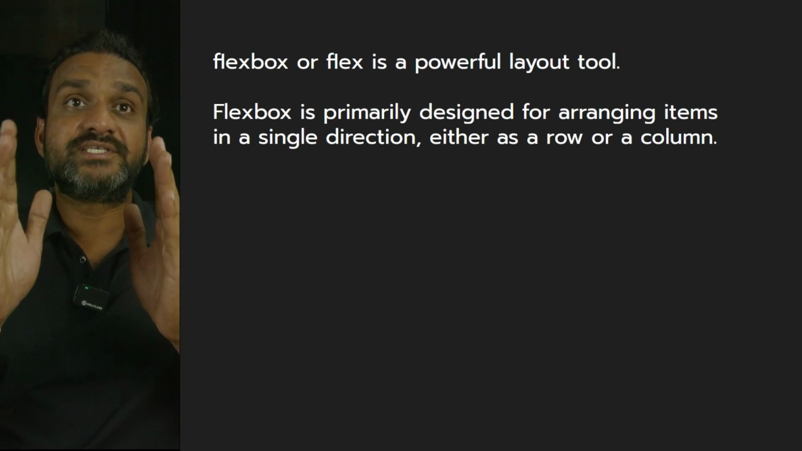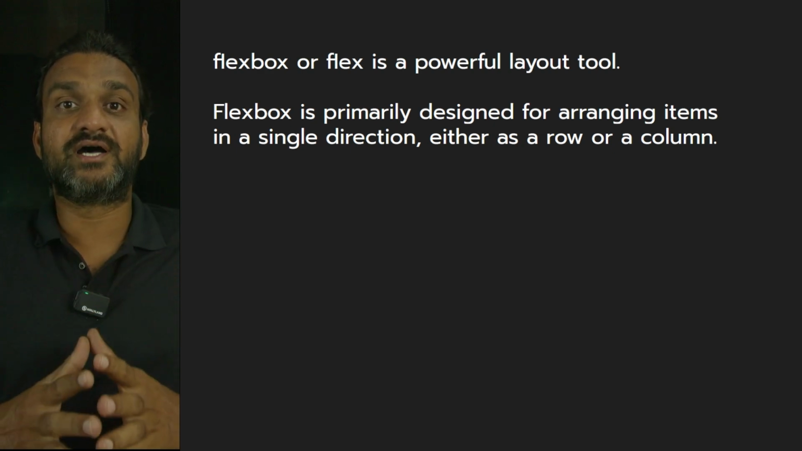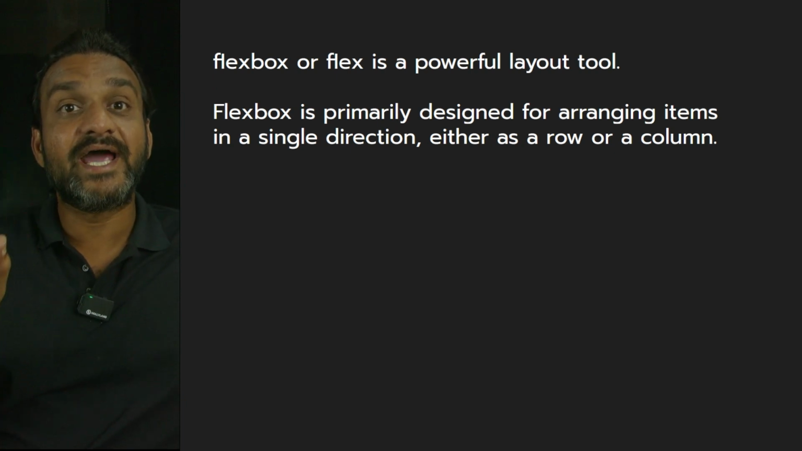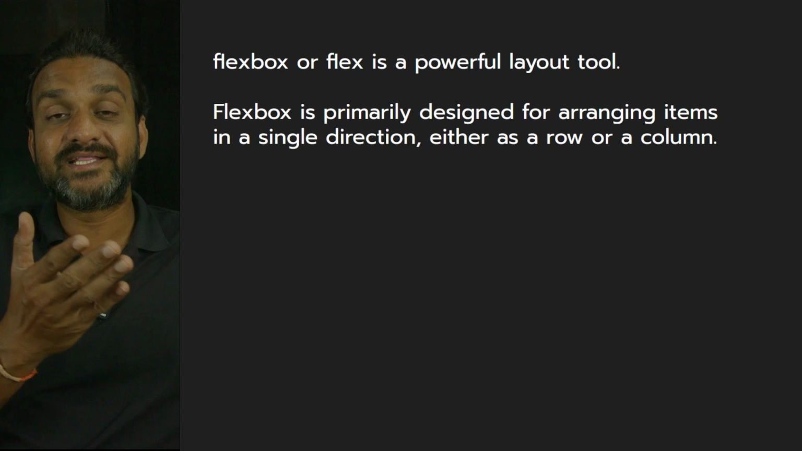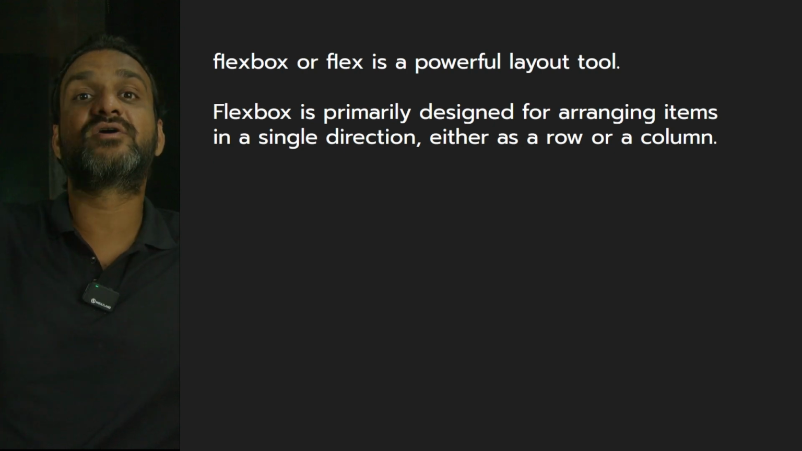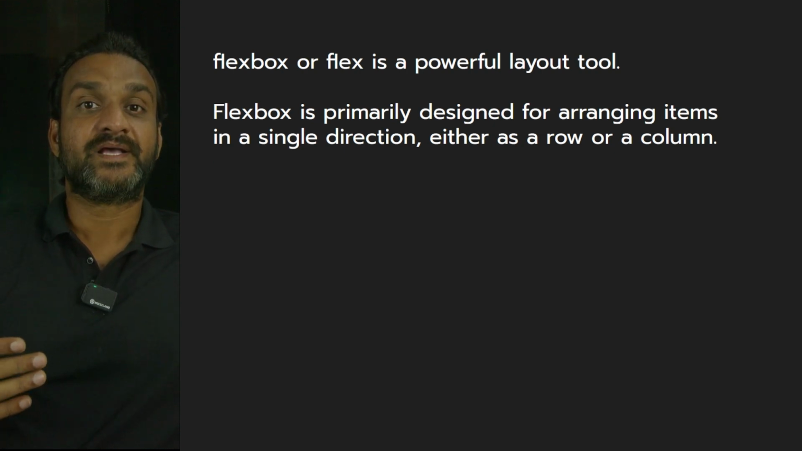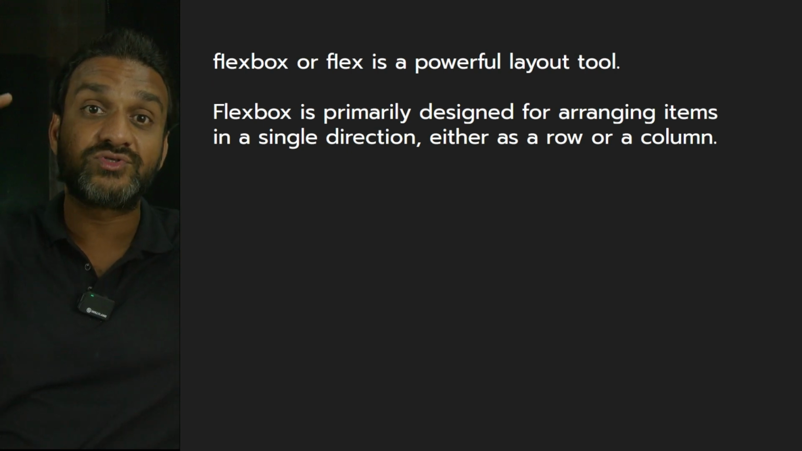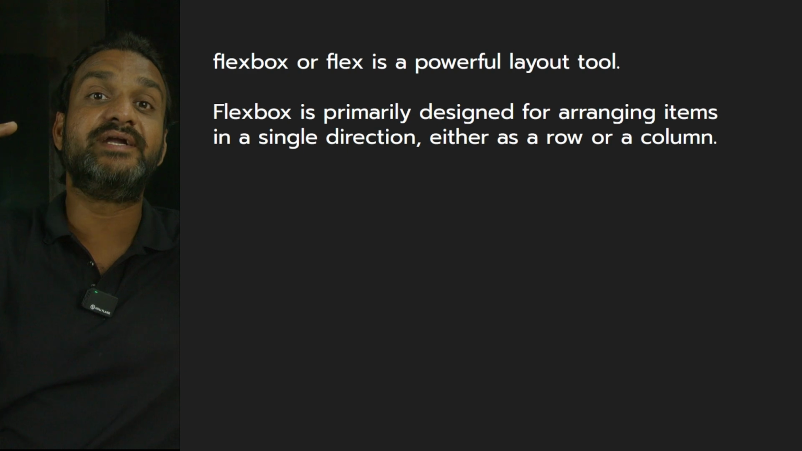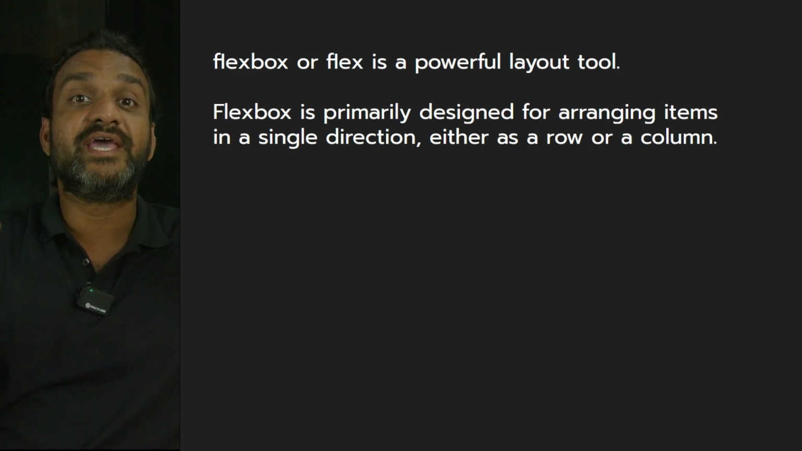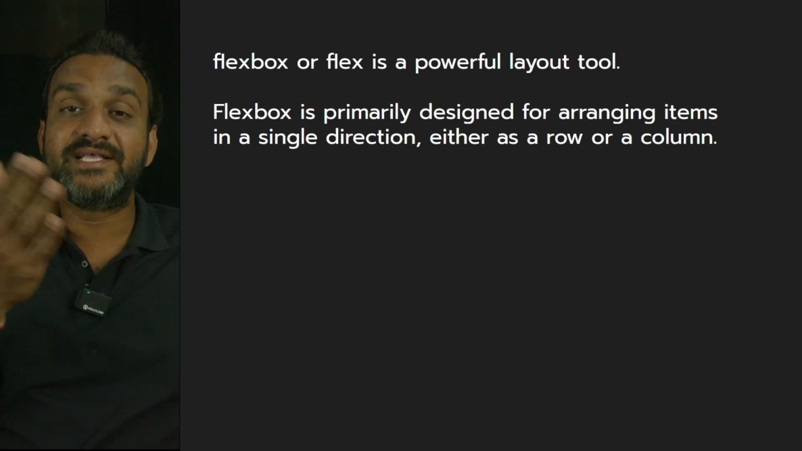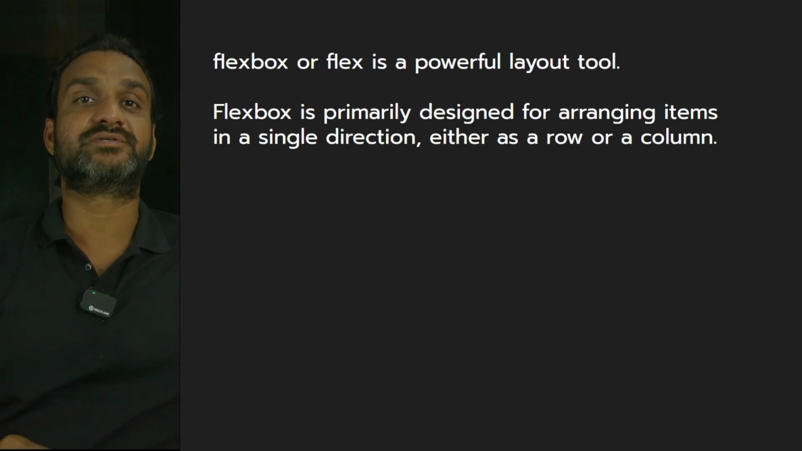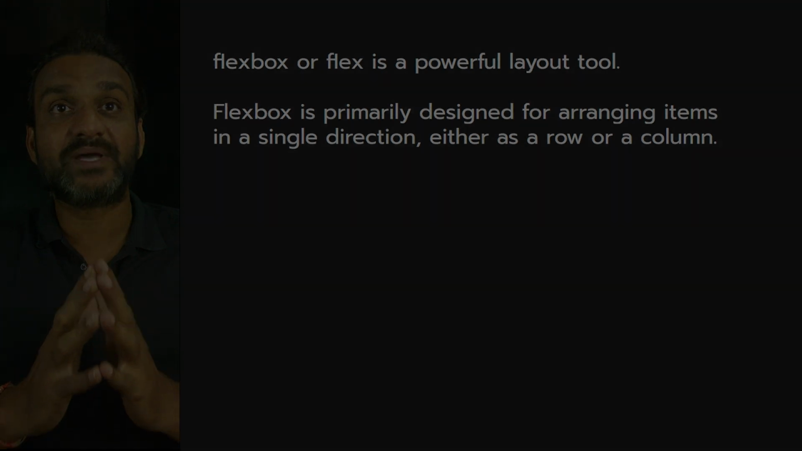Now, how is it helpful for us in our CSS course? Flexbox is primarily designed for arranging items in a single direction, either row wise or column wise. So for a container of elements, we can arrange the items of that container in a specific way, in a single direction, either in the row or in the column direction. So that is the use of Flexbox. We'll try to understand this concept by using an example.